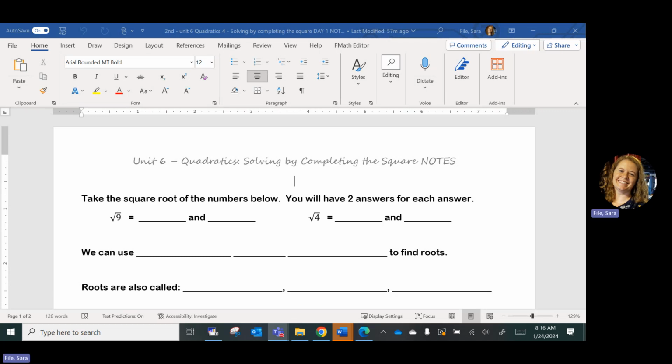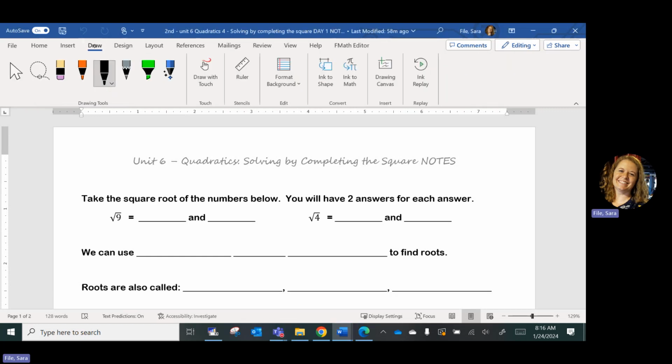So before we jump into the new process, if I take the square root of a number, what do I have to remember? What did we say yesterday? Don't forget what? Plus or minus. So when I ask for the square root of 9, it's not simply 3, it's 3 and negative 3. Okay, so it's going to be both of those. So what would the square root of 4 be? 2 and negative 2. Okay, so don't forget 2 solutions when we're taking the square root.